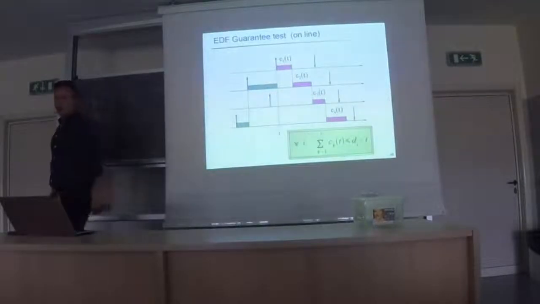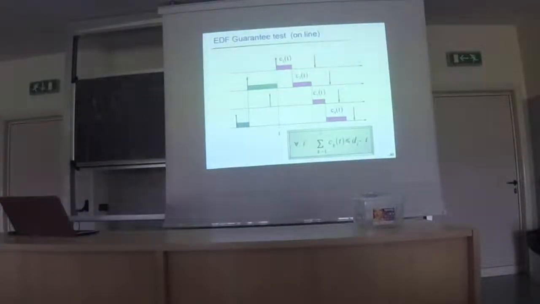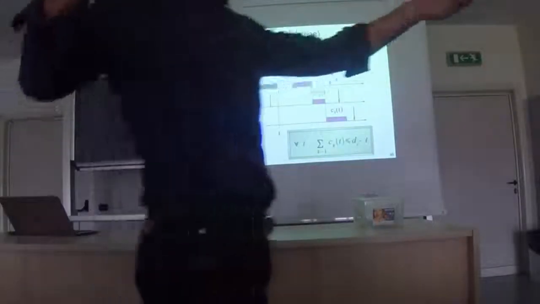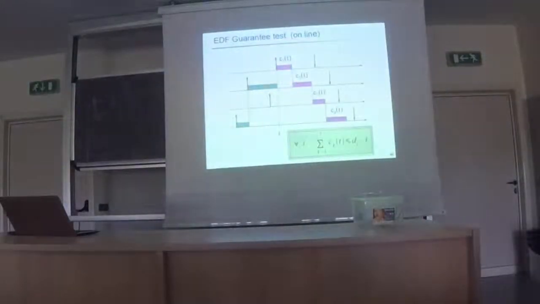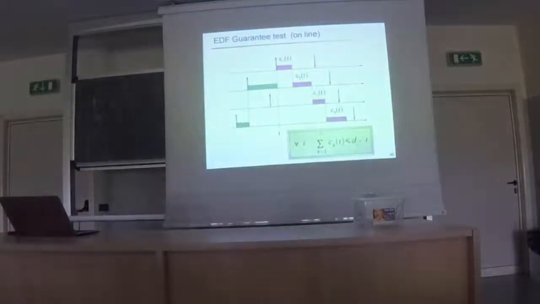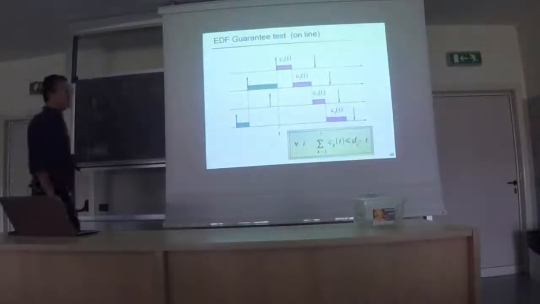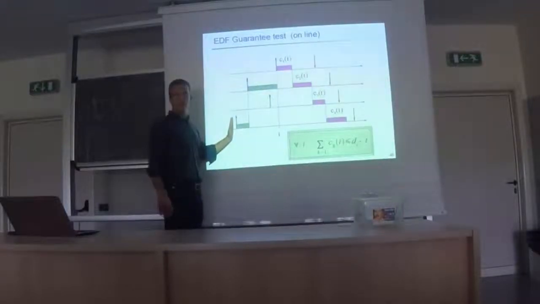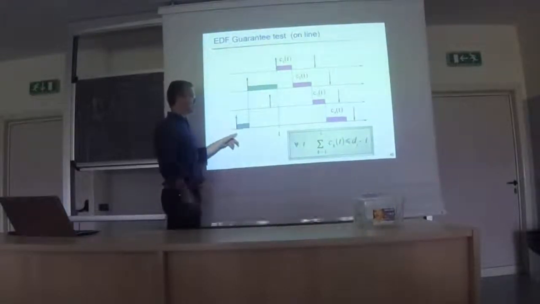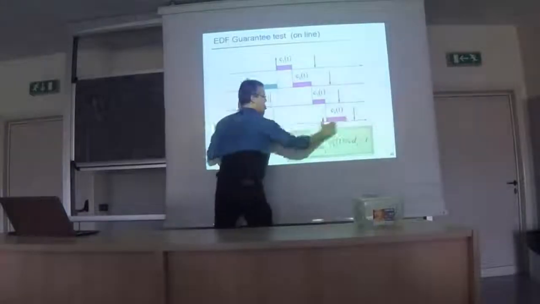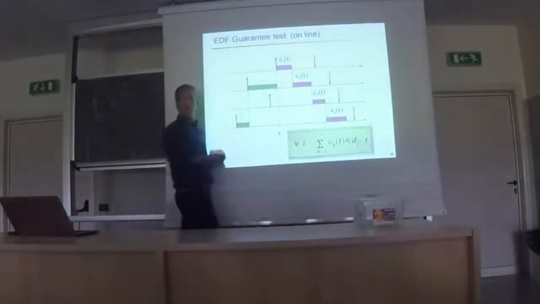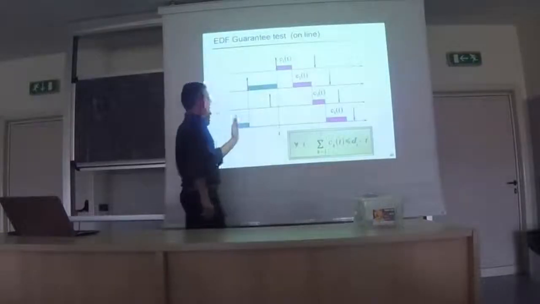How can I do an online guarantee test? Here I cannot do a test at time 0 because I don't know when tasks arrive. Before, in the previous case, EDD, we knew all tasks at time 0. Here tasks may arrive dynamically, at runtime. So I have an online acceptance test. I can decide only based on task arrivals. First, I'm the only task here. I just check whether my remaining computation time is shorter than the deadline, and then I continue.